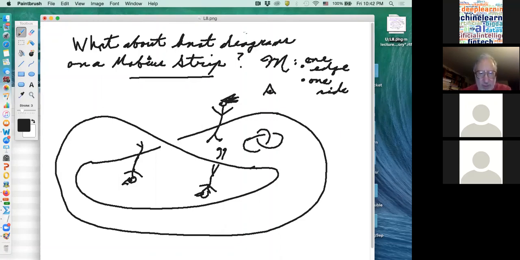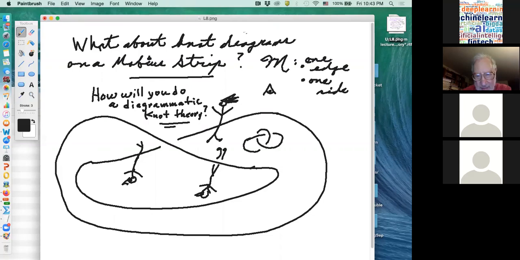So the question is, how will you do a knot theory here? How will you do a diagrammatic knot theory? So I leave you to think about that.